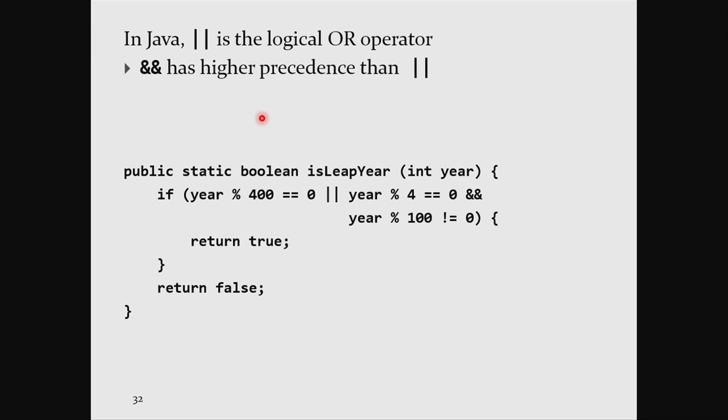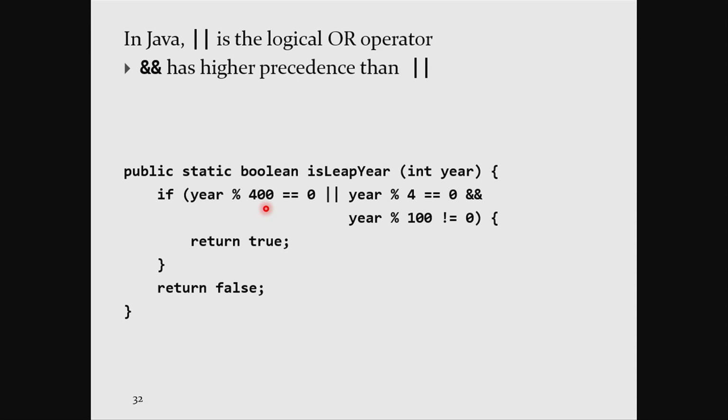So 1900 is not a leap year, or was not a leap year. 2100 is not a leap year either. It's divisible by 4, but it is divisible by 100. So that's not a leap year. So a year is a leap year if it's divisible by 400.